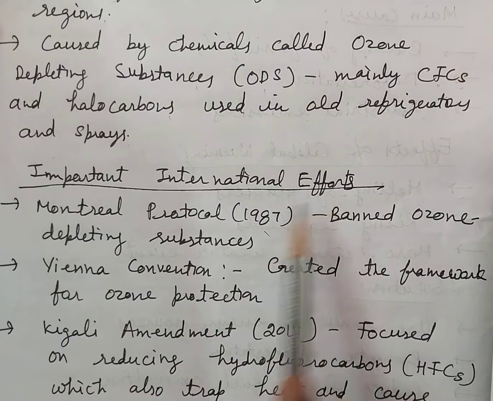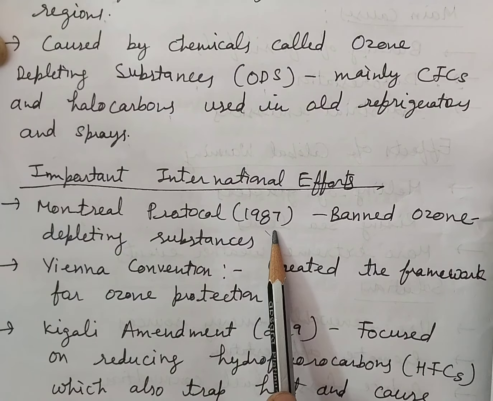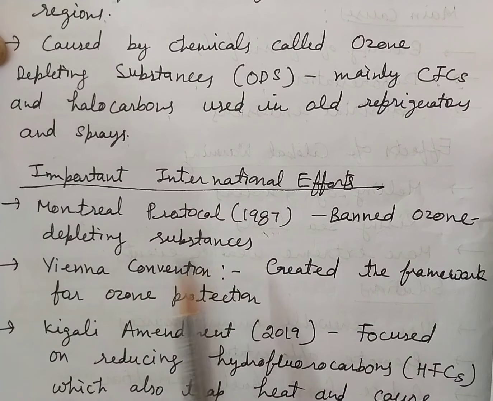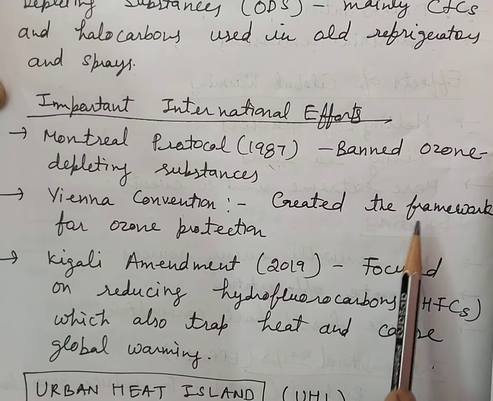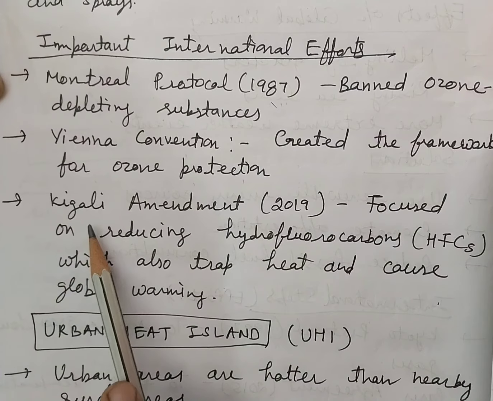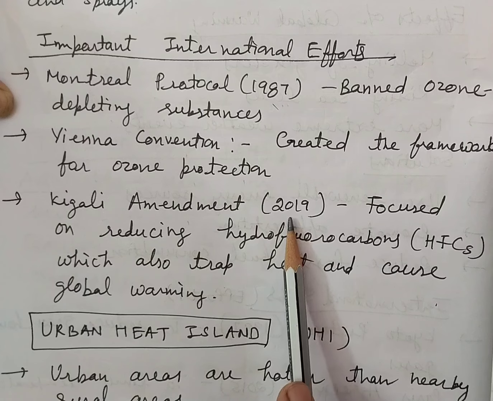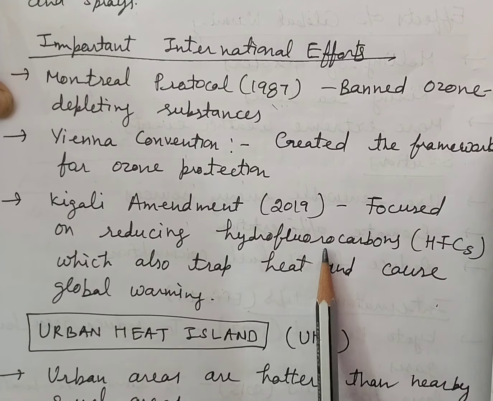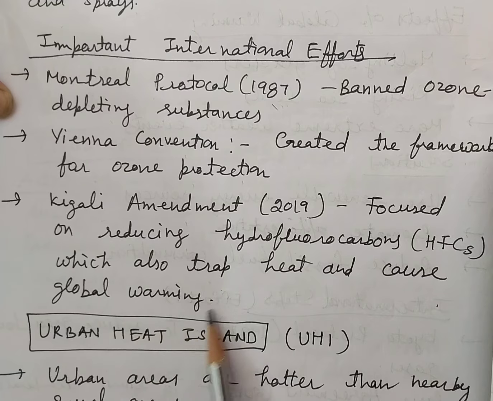Important international efforts: the Montreal Protocol, that is in 1987, banned ozone depleting substances. Then the Vienna Convention created the framework for ozone protection. Then the Kigali Amendment, that is in 2019, focused on reducing hydrofluorocarbons, which also trap heat and cause global warming.